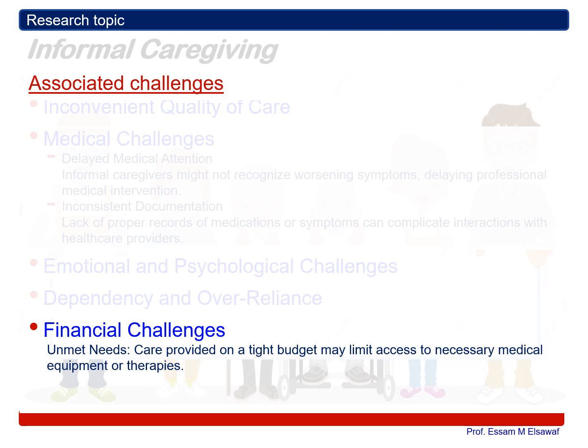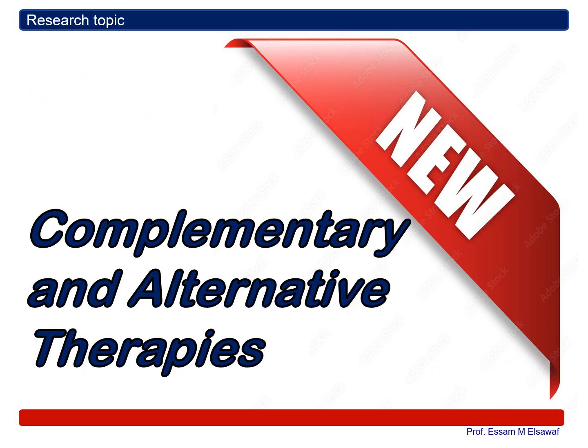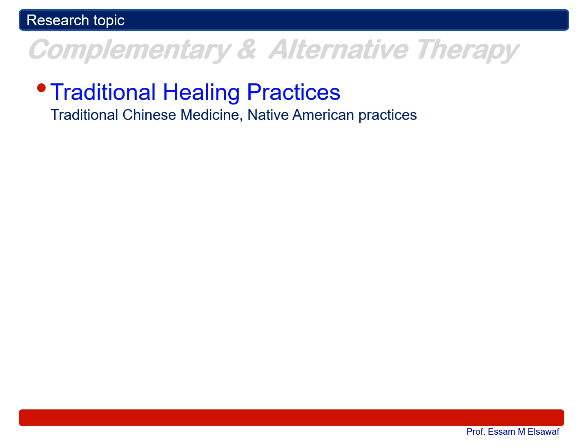Another new topic is complementary and alternative therapies, such as traditional healing practices, like traditional Chinese medicine and Native American practices. Traditional healing practices such as Native American practice contain a wide range of spiritual, cultural, and healing traditions used in such areas only.